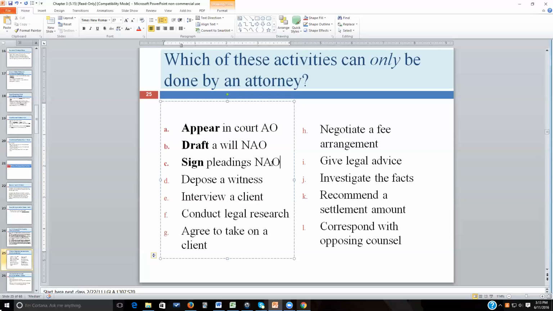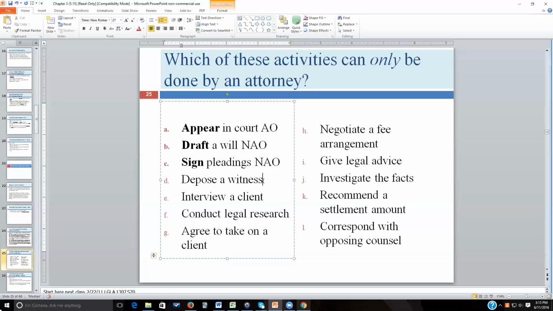So a plaintiff can sign his or her own petition or complaint. A defendant can sign his or her own answer because no one is required to hire an attorney. A person can be what's called pro se or pro per, meaning he represents himself in the matter.